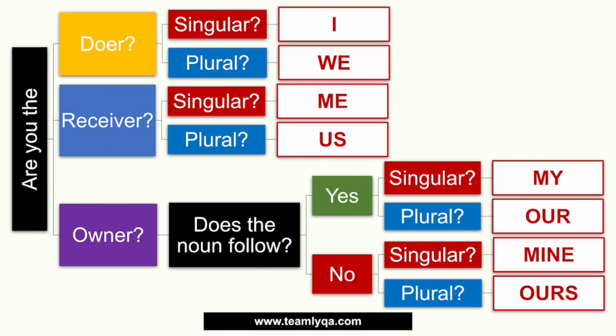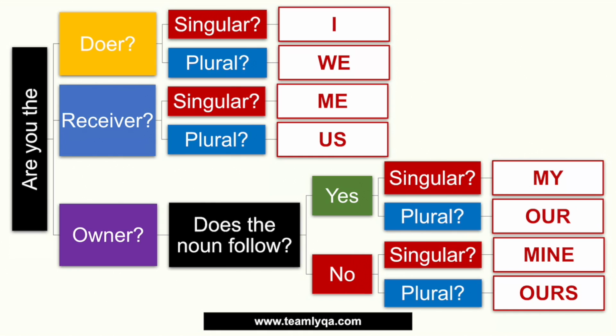Now, let's use this in action, no? Or let's dive deeper dito. Again, every time, you can ask yourself if you're the doer, receiver, or owner. Kung doer ka, tapos plural, we. Kung owner ka, tapos the noun follows, hindi, then it becomes ours.